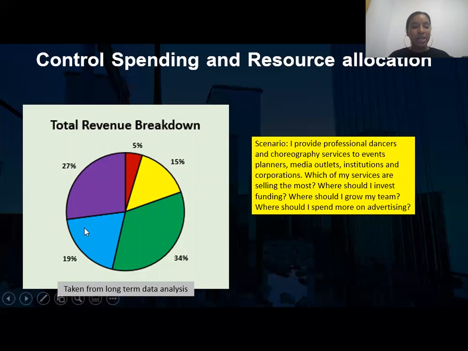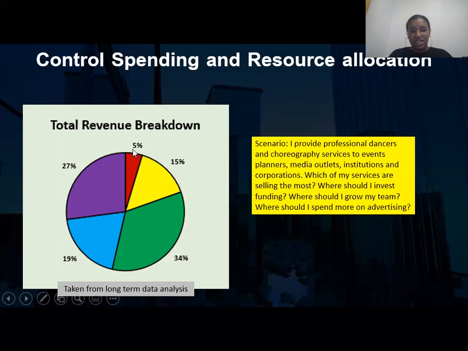This pie chart here is looking at the long-term data. Because I have my sales forecast, I have a data analysis for the next 5 years. Now, one of my services here is this one. I'm providing dancers for corporate events, like when they take their staff on a Christmas trip or whatever, and they have some pretty fire dancers there on the boat. And actually, that product isn't selling very well.